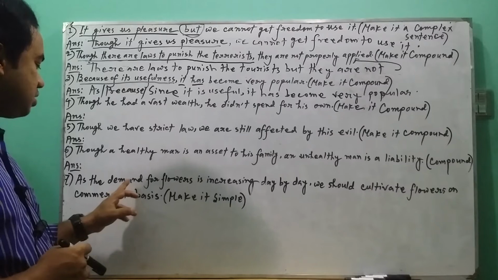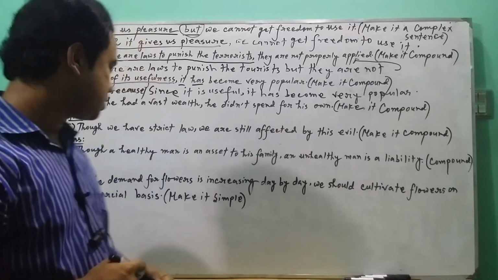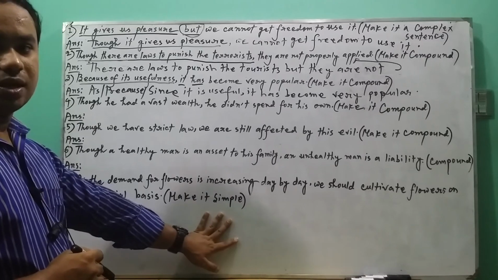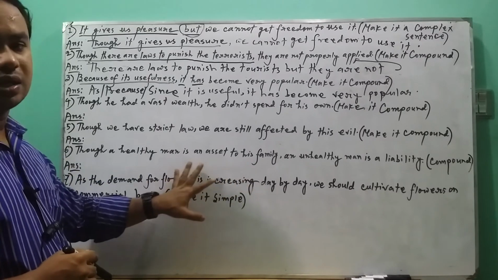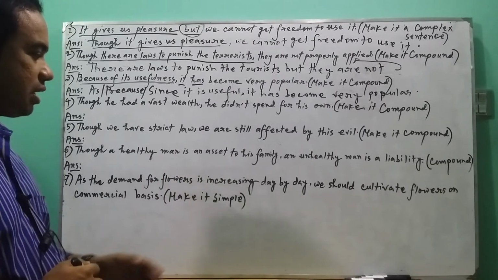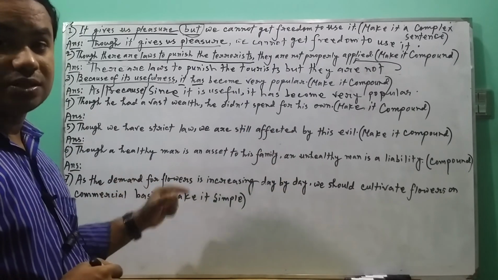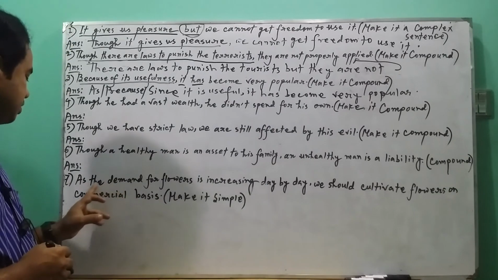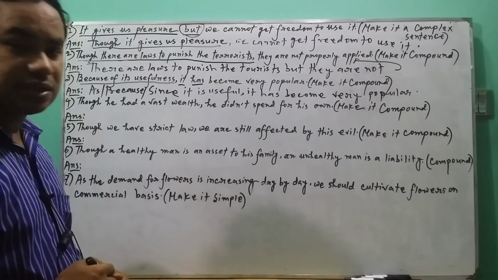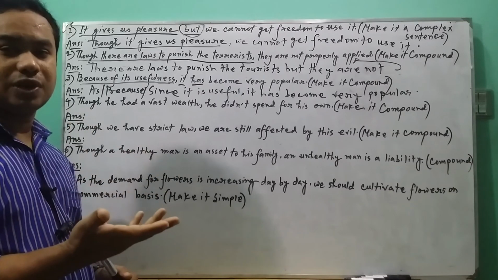Then, as the demand for flowers is increasing day by day, we should cultivate flowers on commercial basis. We have to make this a simple sentence. So, dear learners, what type of sentence is it according to structure? This is a complex sentence because it has a subordinate clause and we have the main clause, and we have to make the subordinate clause a phrase. As the subordinate clause begins with as, the phrase of the simple sentence has to start with because of, on account of, owing to, or due to. But you have to remember due to does not modify a verb.